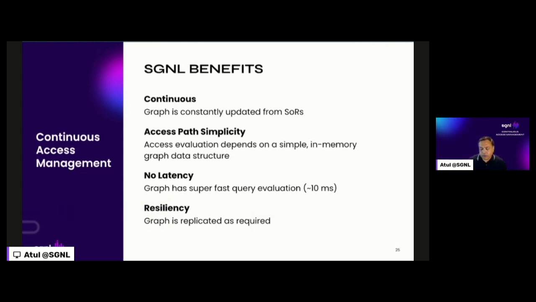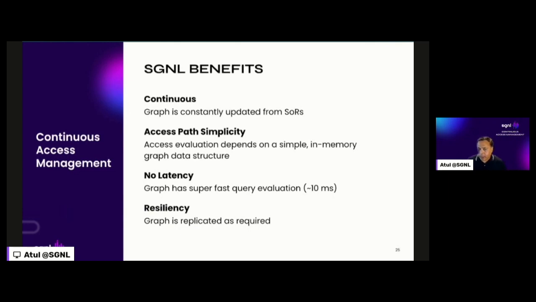Then there is a simplicity in the access path, right? So we avoid any kind of computational complexity, because all you're doing is referring to an in-memory graph, and it's extremely efficient, is evaluated in parallel, and so within a matter of milliseconds you're going to get your answer.